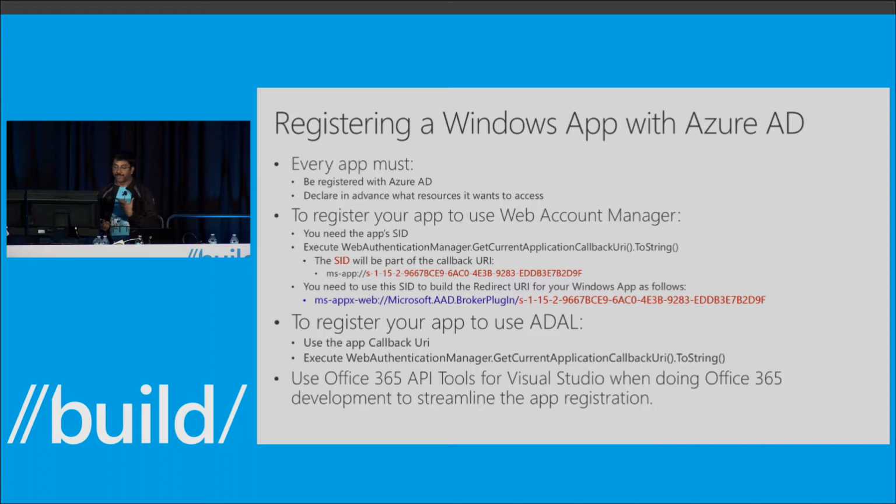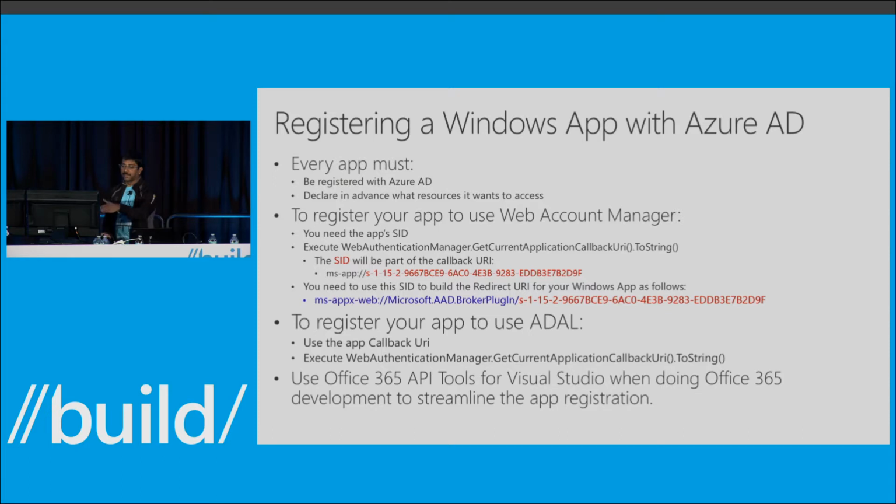And then we need to form a separate redirect URI with the prefix ms-appx-web, then microsoft.aad.brokerplugin, and then suffix with the actual SID. So there's no method actually to get this whole string. We are working with the PMs to see how we can actually enable this much easier. But today you have to do this manually, so I'll show you how to do that.